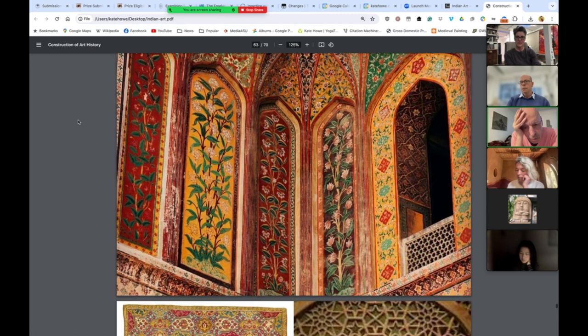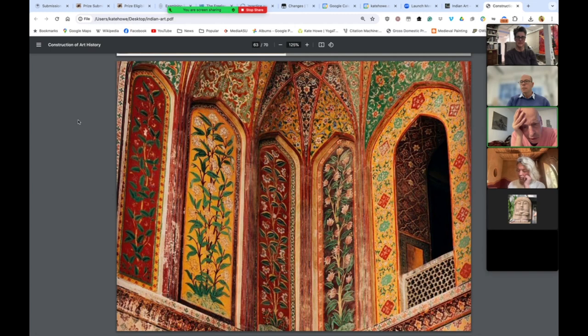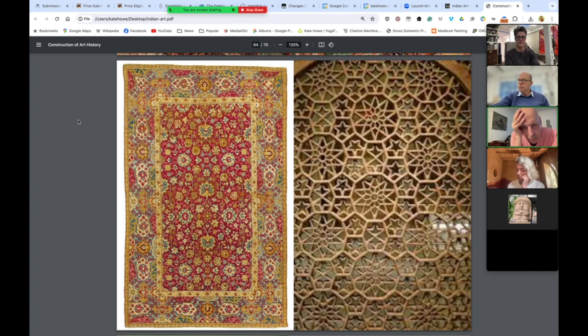This is typical of the interiors of Mughal buildings. It's a silk carpet, 16th, 17th century. Some of the finest weaving in the world at that time. This is a jali screen: abstract geometrical configurations, so of endlessly self-generating pattern.